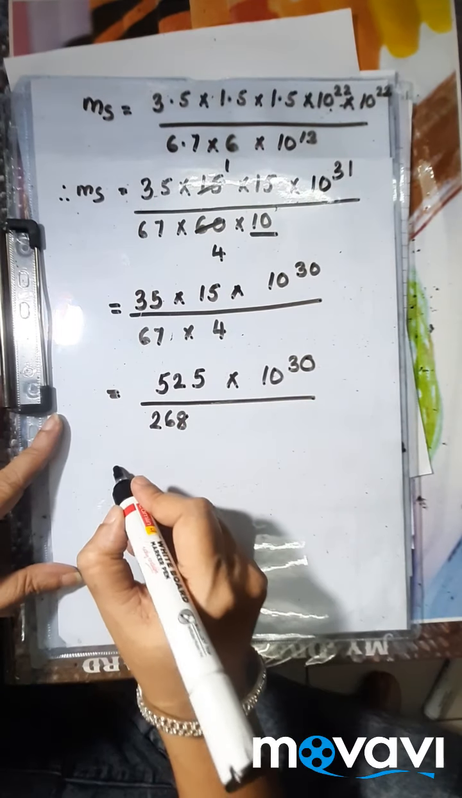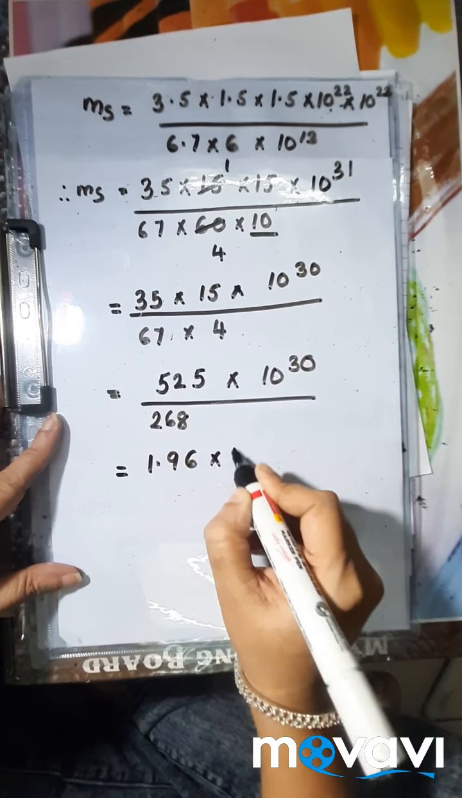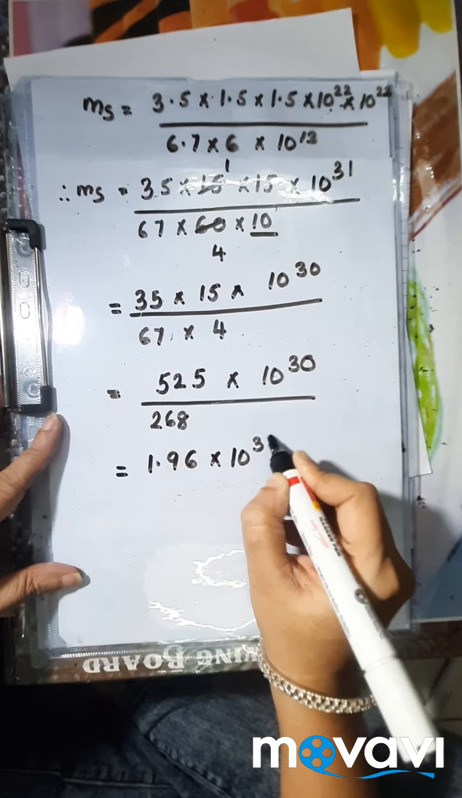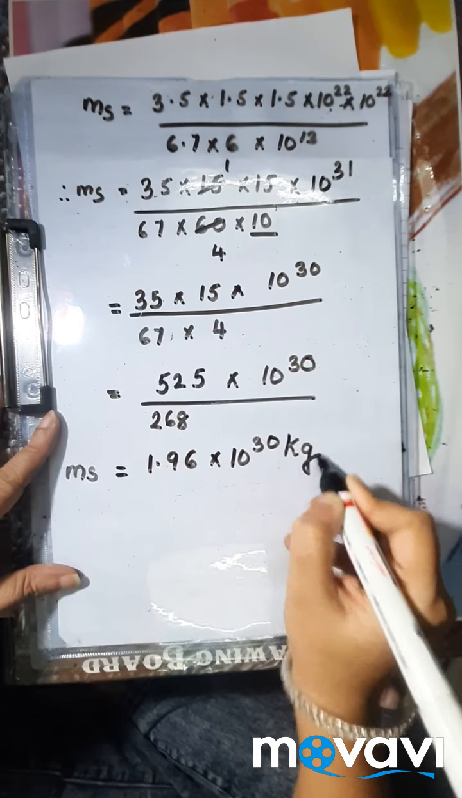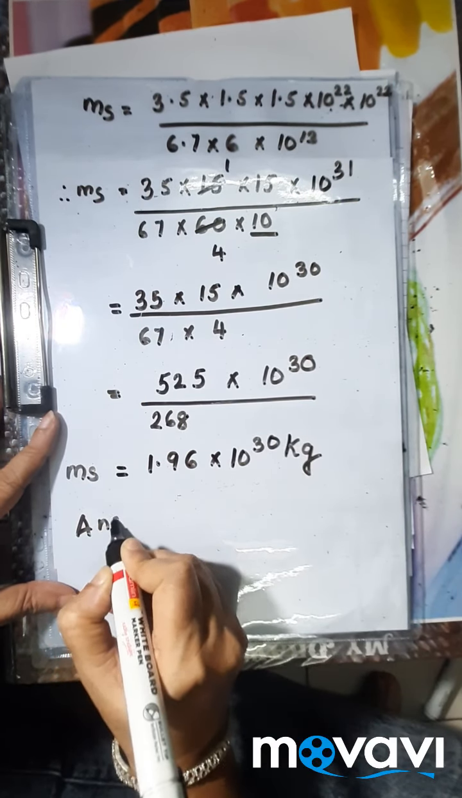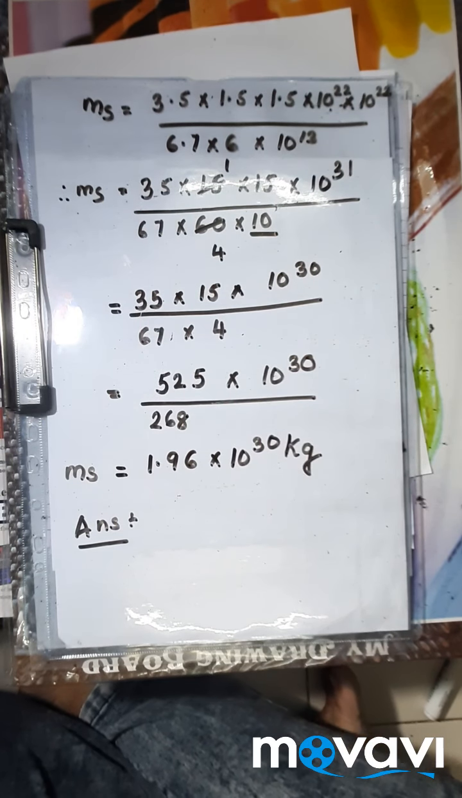Okay, you have to do long division. Okay, 1.96 multiplied by 10 raised to 30. This is the mass of the sun, so that is equal to kg. Please write the answer statement.